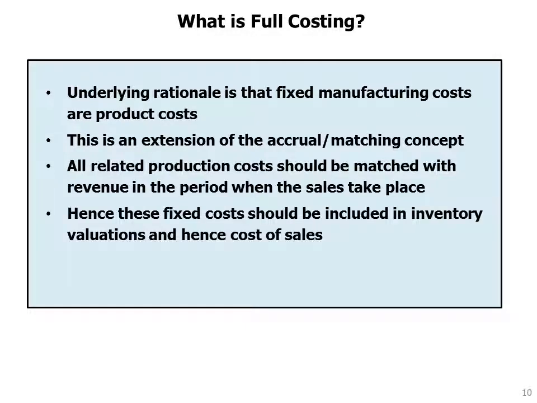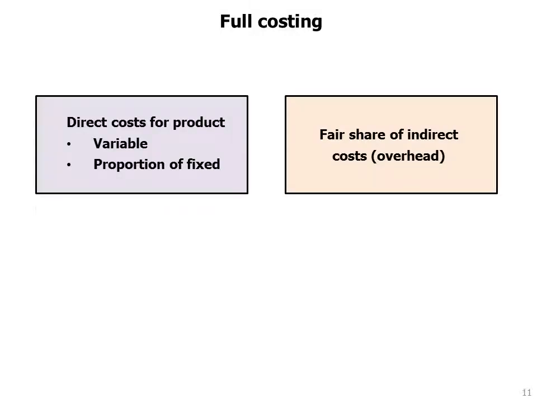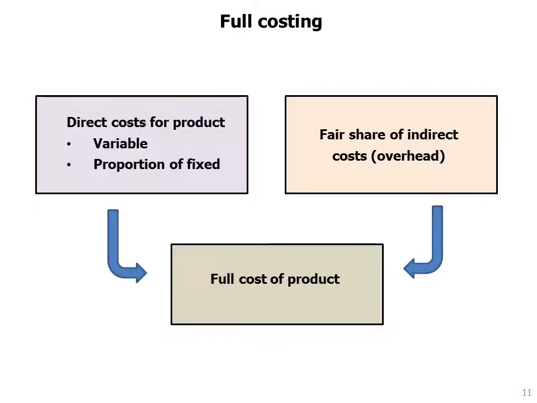And so those fixed manufacturing overheads should be included in inventory valuations and then taken through cost of sales to arrive at a period profit. And full costing is the IFRS and US GAAP standard. So full costing, graphically, we're taking the direct cost of the product, the variable proportion of fixed cost which we can directly allocate to product lines, plus a fair share of the indirect cost of manufacturing overheads allocated to different product lines. And together, those give us the full cost of the product.